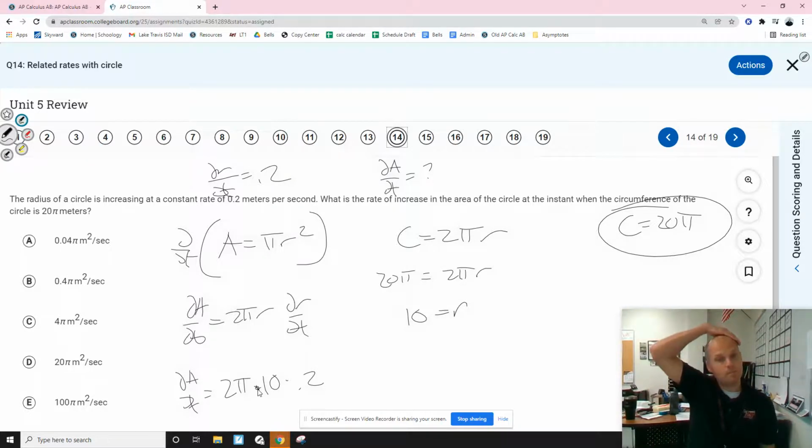0.2 times 10 divided by 2 is 5. 5 times 2 pi is 10 pi. What did I do? 0.2 is 1/5. Gosh. 10 divided by 5 is 2. 2 times 2 pi is 4 pi. It's just not thinking.